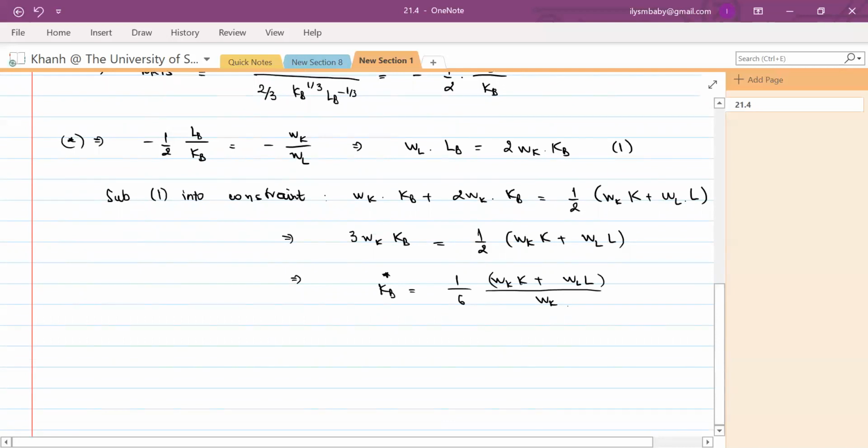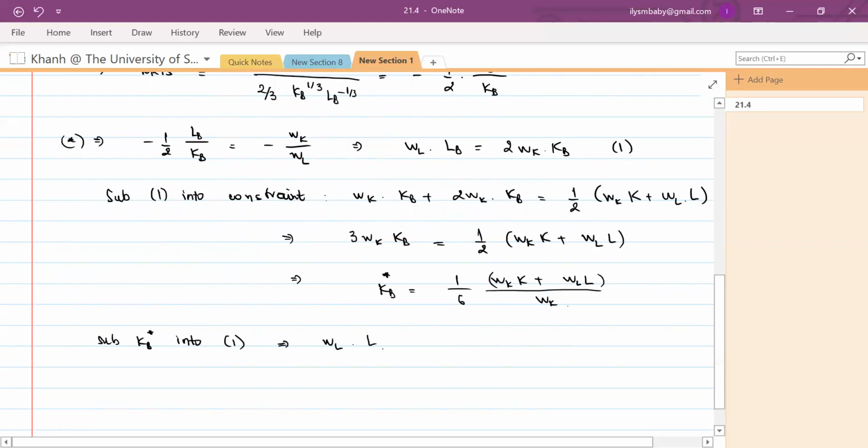So if we are given the initial total amount of capital, total amount of labor, and the input prices WK and WL, we should be able to find this optimal amount of capital that firm B would like to use, okay? So after finding the amount of KB, if you substitute this KB star back into the first condition over here, you should be able to find the optimal amount of L for firm B.